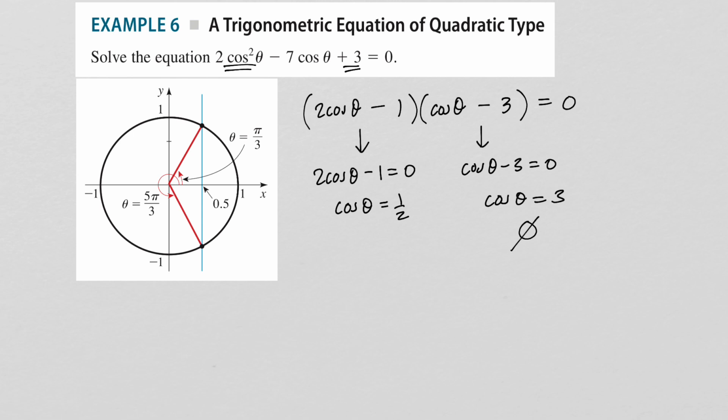And we know that that happens in the first quadrant and the fourth quadrant, and those two angles are pi over 3 and 5 pi over 3. So the solutions here are going to be pi over 3 plus 2k pi and 5 pi over 3 plus 2k pi. And again, k is an integer.